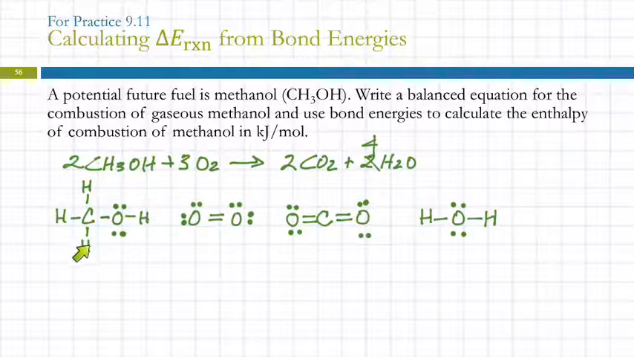So we're going to look at this molecule, and there are 3 carbon-hydrogen bonds, 1 carbon-oxygen single bond, and 1 oxygen-hydrogen single bond. So I'm going to make a list of that. I didn't leave myself a lot of room. It's okay. So I've got hydrogen-carbon, carbon-oxygen, and I've got oxygen-hydrogen. And then in the O2, I've got an oxygen-oxygen double bond.